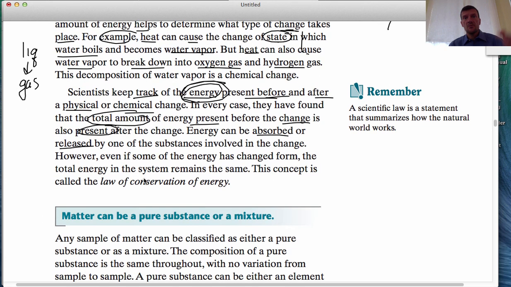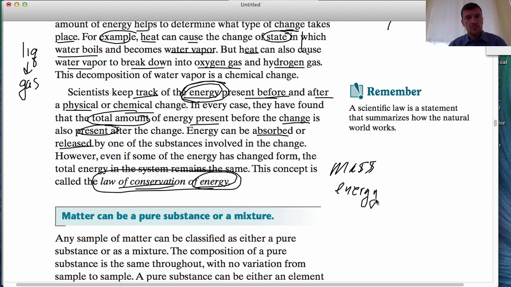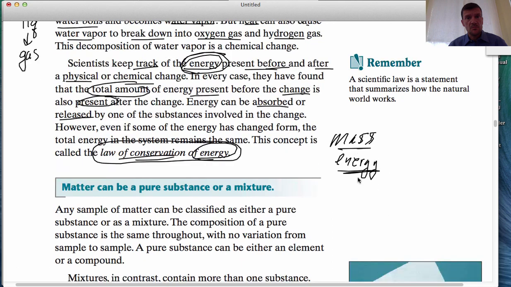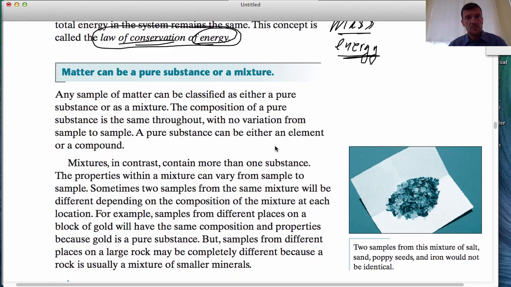Always, always, just like mass, energy is always conserved. Okay? The conservation of energy. You're not going to be able to destroy or create energy. It may change forms, but you're not going to be able to get rid of it and make it disappear or just make it magically appear. It's got to come from somewhere and it's got to go to somewhere. So that's another law of conservation, this time the law of conservation of energy. So mass and energy are both conserved when we have a reaction. Okay.